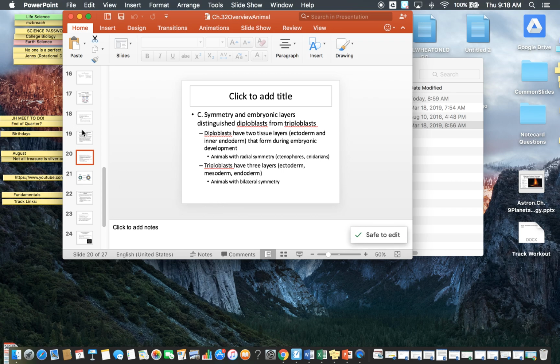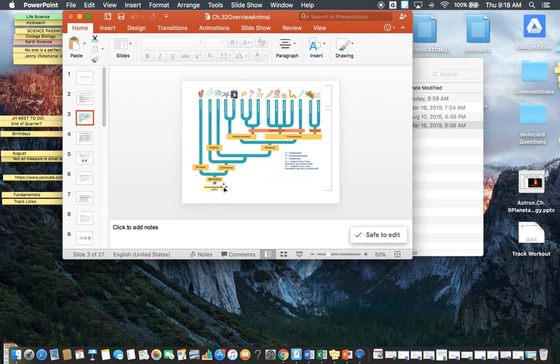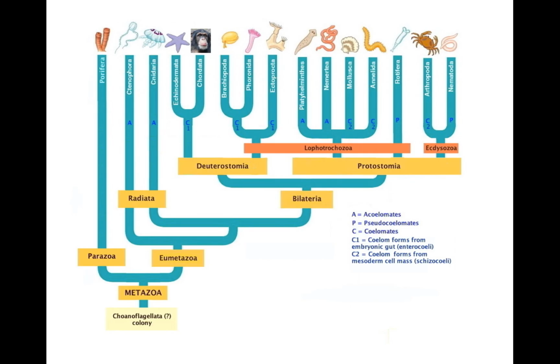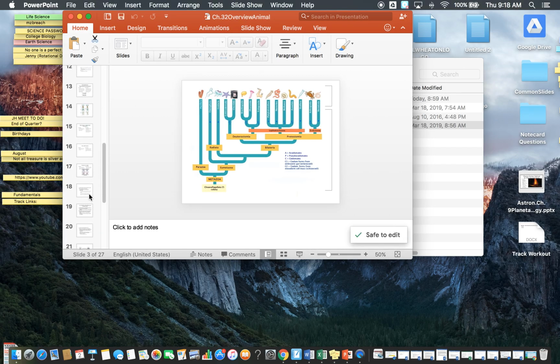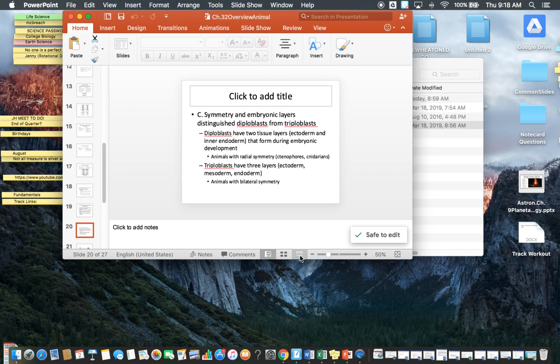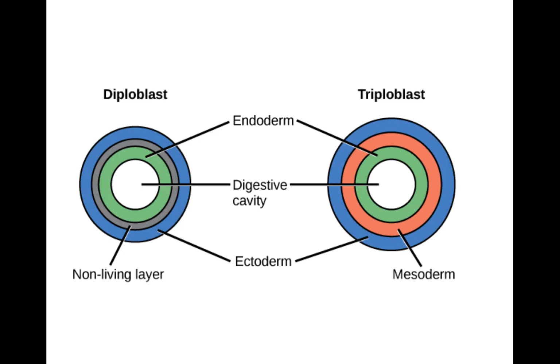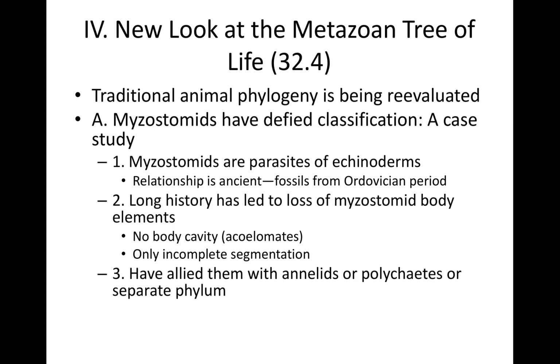So again, sorry, I'm just going to go back to here. Okay, these guys right here would be the diploblast, and the rest of these would be my triploblast. So there we go. Here's the diploblast. You only see two germ layers. The triploblast, you see all three.